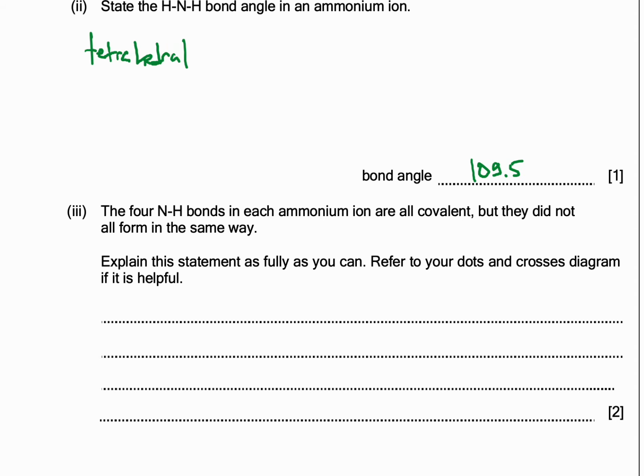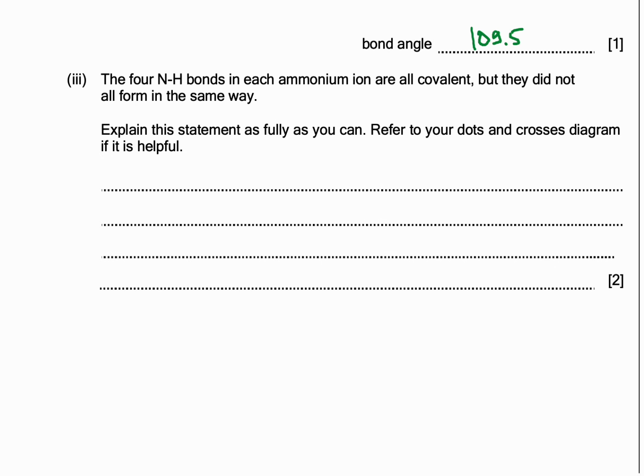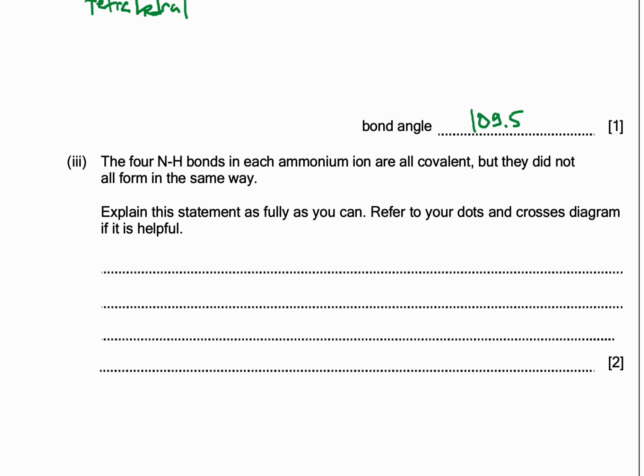The 4 NH bonds in each ammonium ion are all covalent, but they didn't all form in the same way. Explain the statement as fully as you can. Refer to your dot and cross diagram if it's helpful. In the dot and cross diagram, let's compare this bond and this bond. These 3 are all the same, and this one is different. So we need to explain this structure.